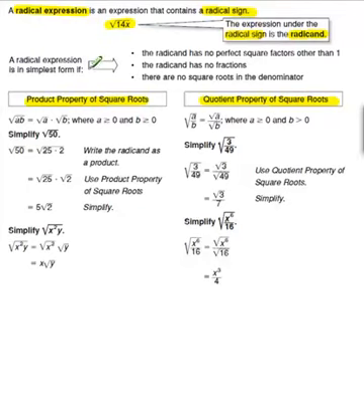The key important concept is to make sure when simplifying that the radicand has no perfect square factors other than 1 when we finish up. The second part is that the radicand has no fractions. And the third is that there are no square roots in the denominator. These are 3 steps for making sure that we are in the simplest form.